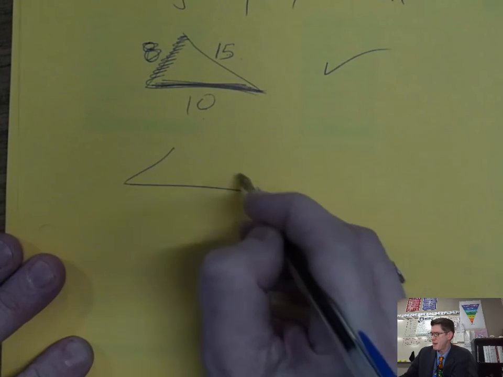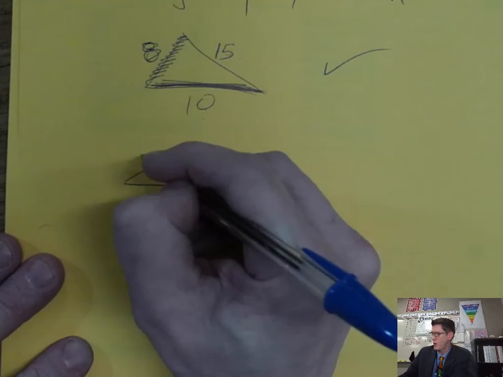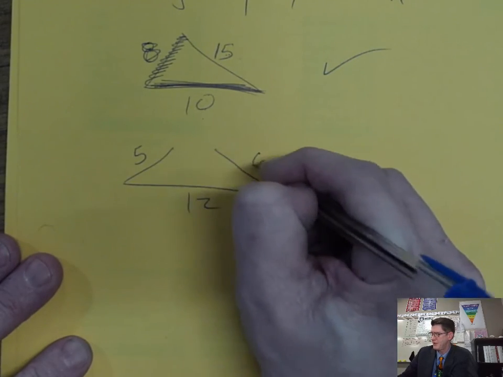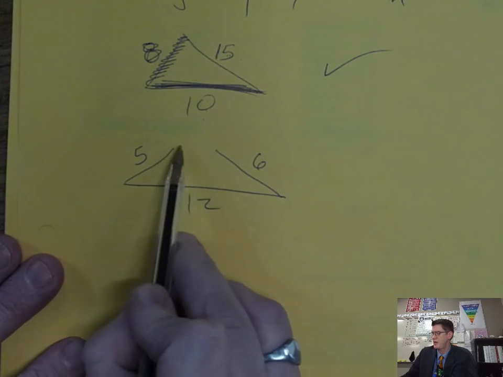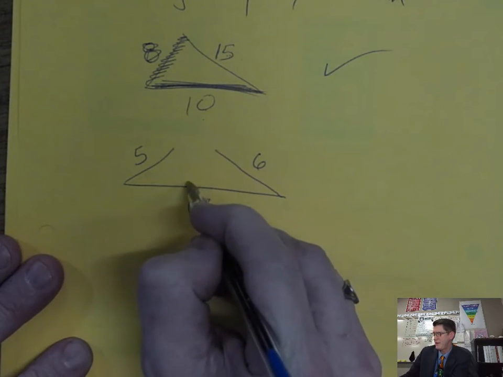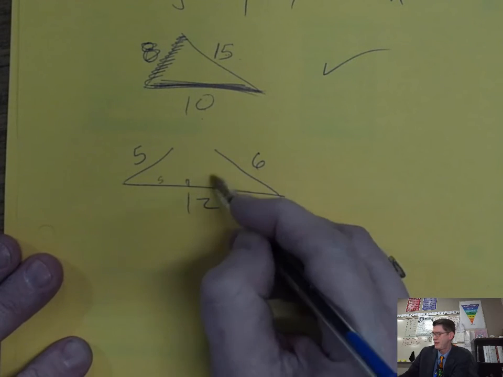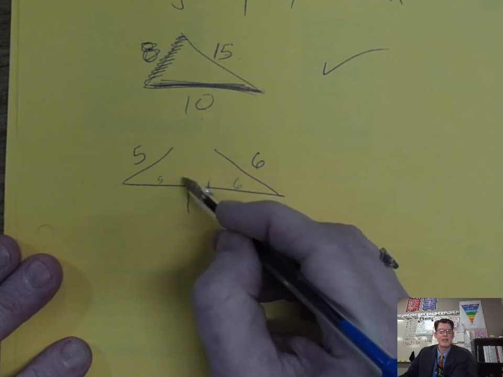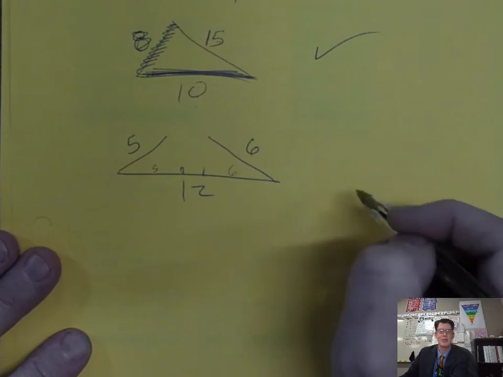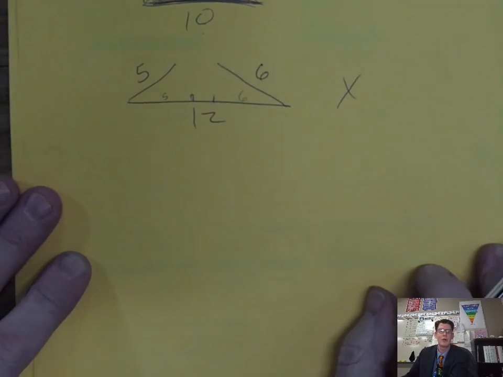I can show you maybe this way. Let's say this is 12 and this is 5 and this is 6. See how these lengths don't even equal 12. They don't even reach each other. If I were to lay them down, 5 would get to about right here, and 6, if I lay it down, gets to about right there. They don't even make 12. They can't even reach each other. So that does not work.